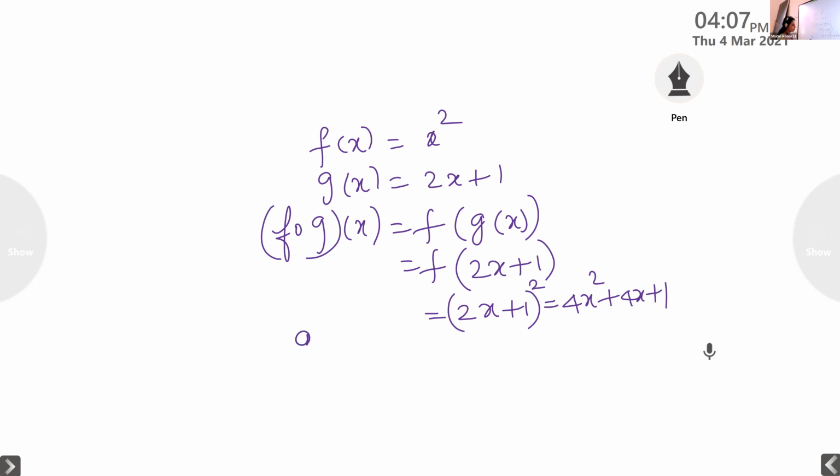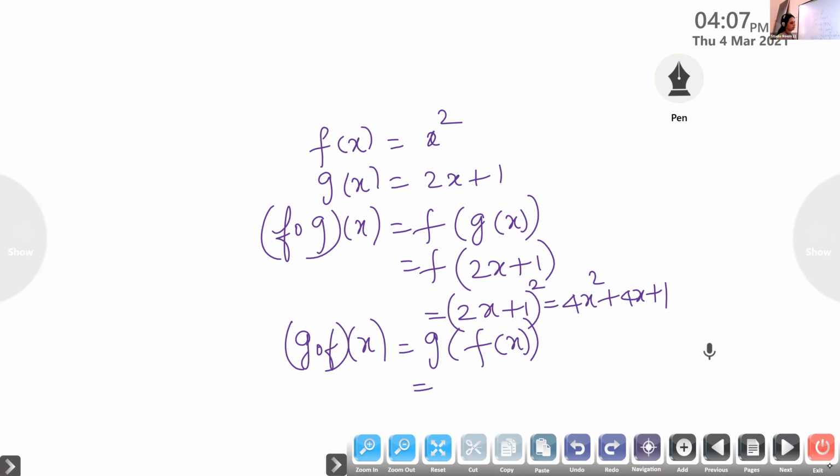Now find the other side. What is G composition F of X? G of F of X. Now what is G of F of X? G of, what is F of X here? X square. Now look at here, what is the function G doing? What is its argument? It multiplies by 2 and adds 1. So it will be G of X square is 2x square plus 1, isn't it?